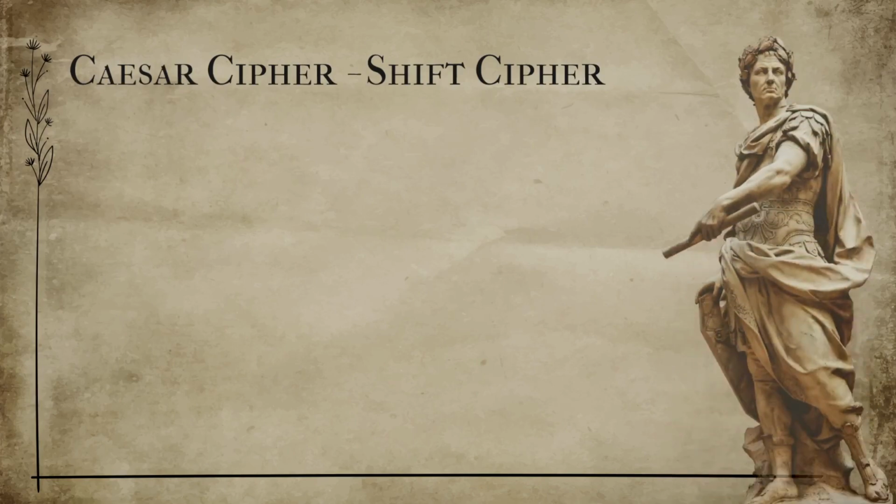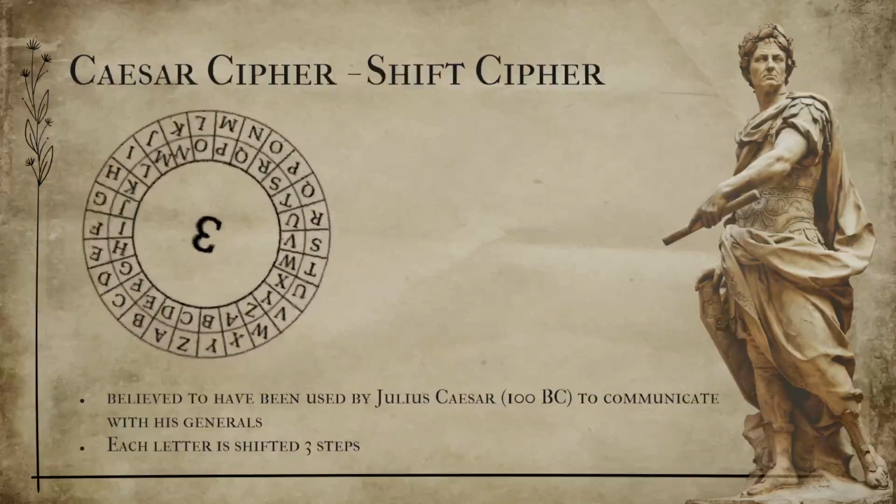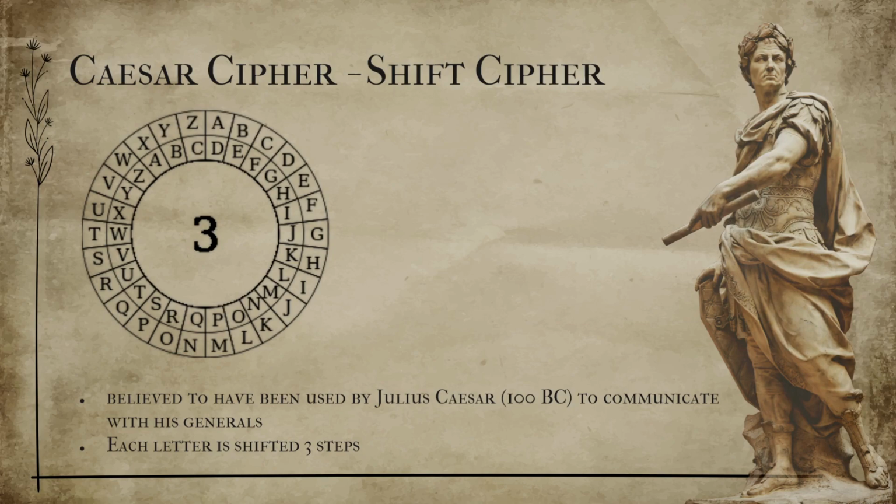It is believed that Julius Caesar used to communicate with his generals using cryptography. Here, each letter is shifted 3 steps forward to encrypt. It's called Caesar cipher or shift cipher. Let's see an example. Our plain text is "stay positive". Here, S will become TUV, T will become UVW, A will become BCD, and Y will become ZAB. So in this way, with the help of this chart, we can convert the rest of the letters.